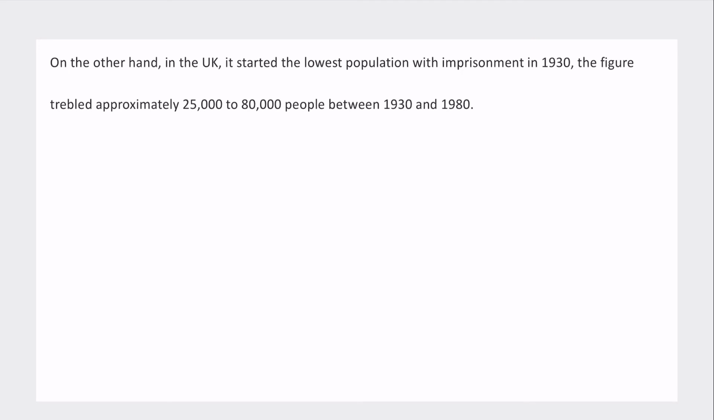On the other hand, in the UK, it started with the lowest population, with the lowest imprisoned population, would be a different way to say it, in 1930. While it started with the lowest imprisoned population in 1930, the figure trebled approximately 25 to 13. So I like this use of the word trebled. I think that's nice. But it's too short.